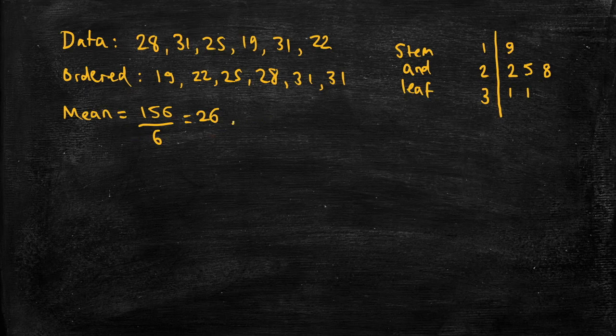Another measure of the center is the median. If the sample size is odd, the median is just the number right in the middle. If the sample size is even, which it is in this case because we've got 6 entries, then the median is the average of the middle 2 entries. So the middle 2 entries, we have to be careful that we're looking at the ordered data, is these two, and so the median is the average of 25 and 28, and that's 26.5.